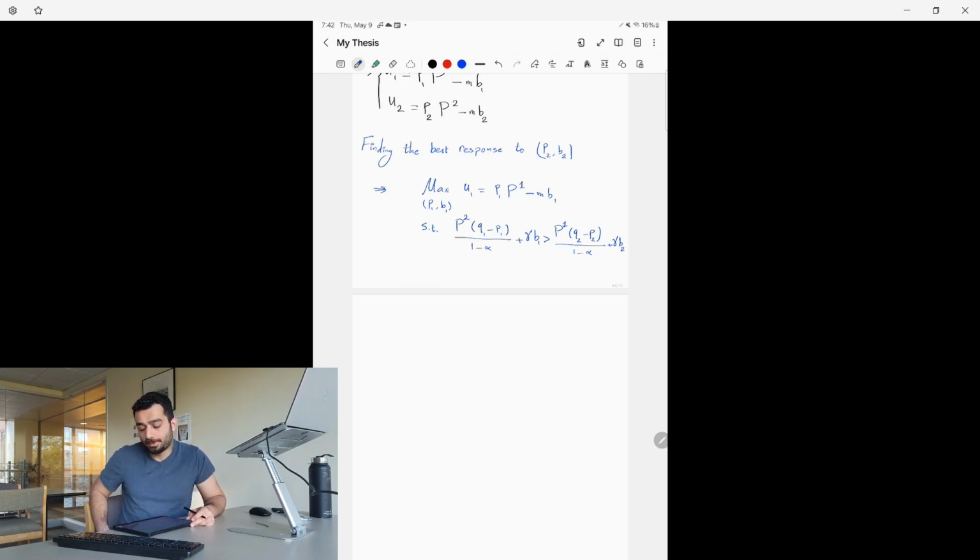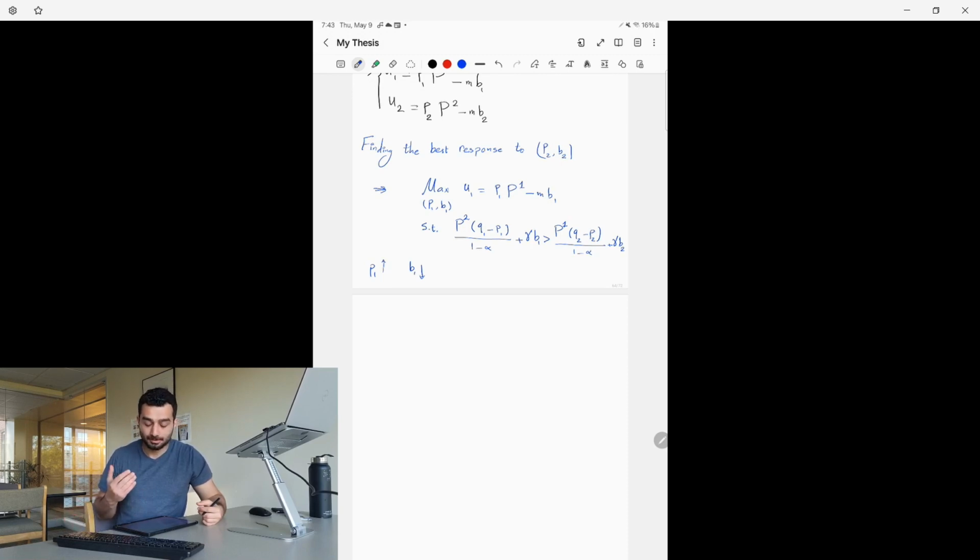We want to maximize U1, so we want to have P1 as big as possible, while our constraint wants P1 to be as low as possible, and B1 as low as possible. We don't want to, make sense, right? We want to charge the consumer more. If we could, we wanted to charge the consumer more because it made us more revenue, and we wanted to pay less for the sponsorship.